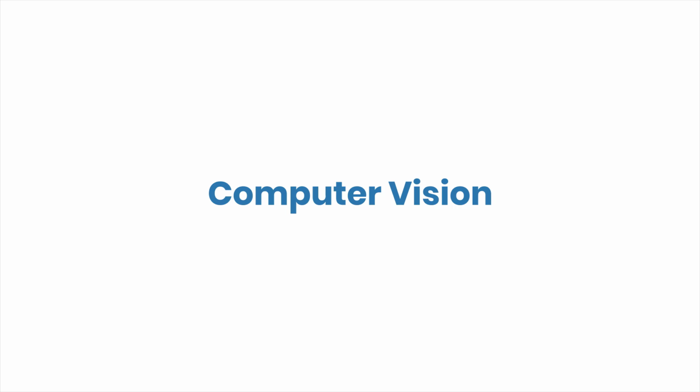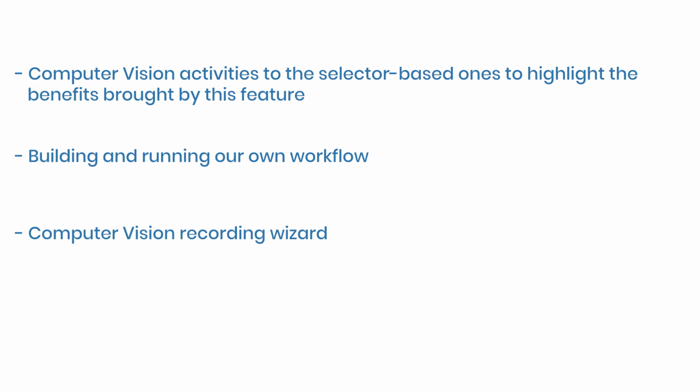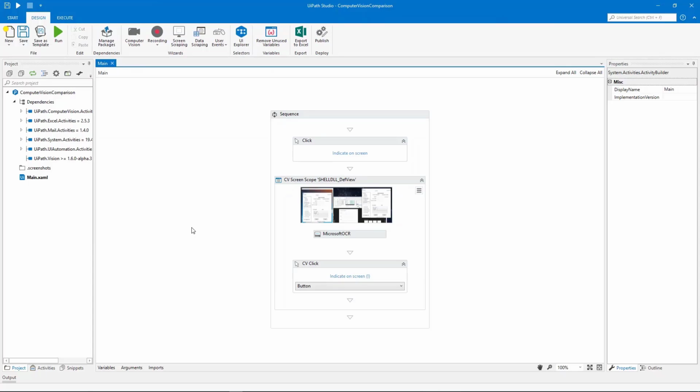In this tutorial, we'll compare the computer vision activities to the selector-based ones to highlight the benefits brought by this feature. After that, we'll further detail the usage of the computer vision activities by building and running our own workflow. The next feature we're going to examine is the computer vision recording wizard. In the end, we'll take a quick look at some of the best practices in building solid automation workflows that incorporate AI. Let's begin.